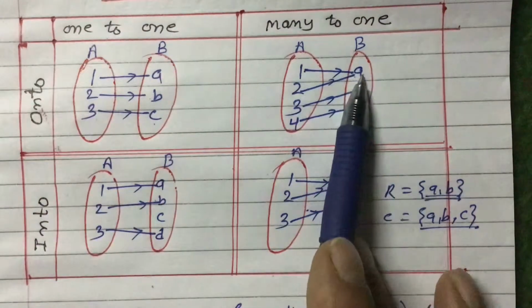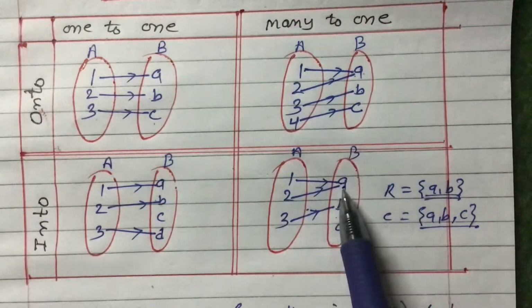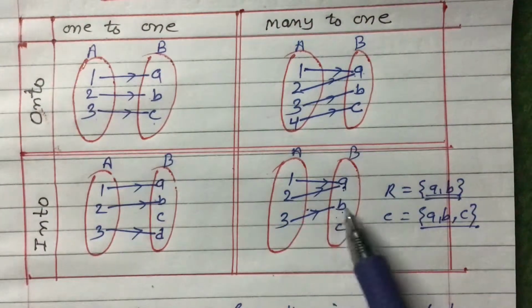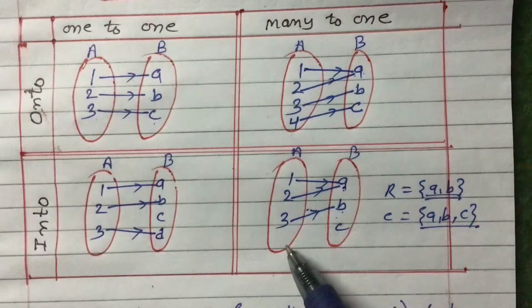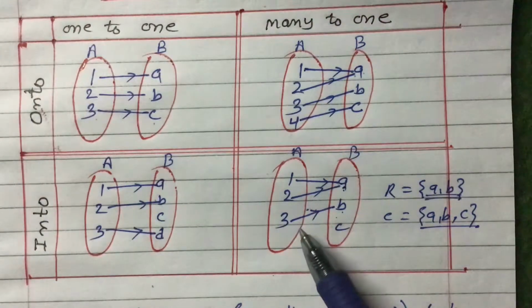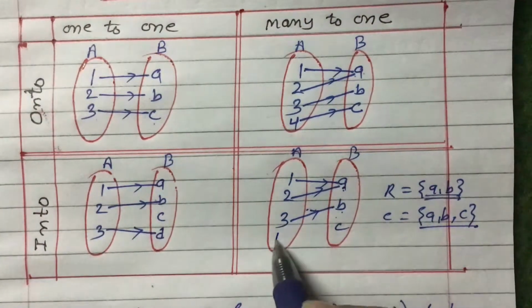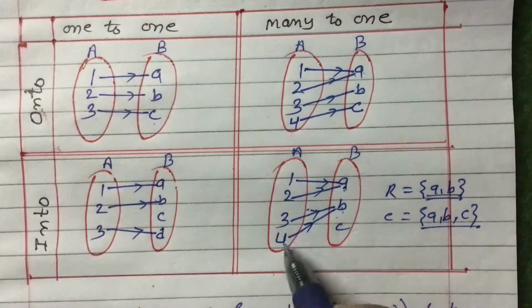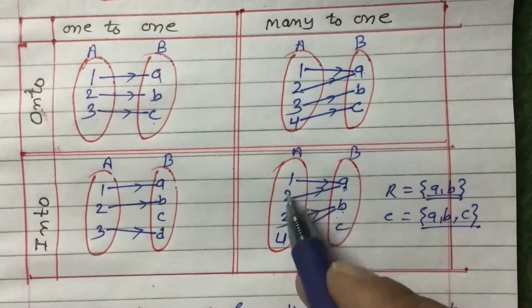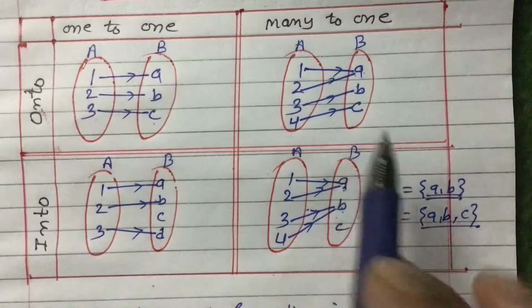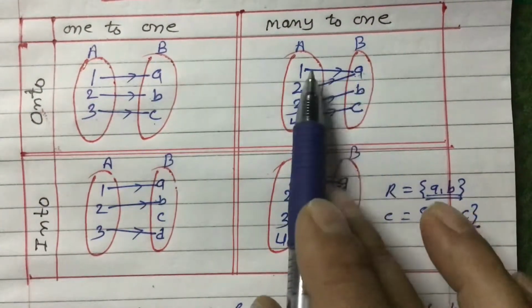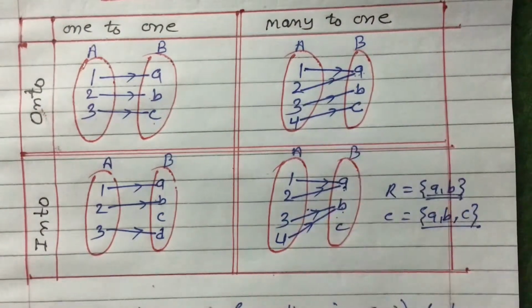Understood? Here A has got many pre-images, here also A has got many pre-images. Sometimes A and B both might have got more than one pre-image also. In that condition also it will be many-to-one. Suppose here is 4 and again 4 is joined with B. See, B has also got more than one pre-image, and A has also got more than one pre-image. In this condition we will say this is many-to-one. So at least one image should have more than one pre-image, then it is many-to-one function.